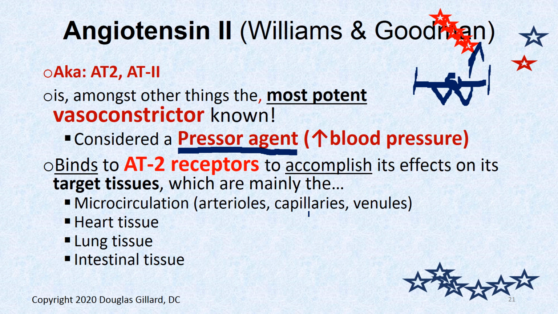They're in heart tissue, which is not a good thing. There's a lot of them in lung tissue, which is not a good thing. They're in the intestinal tissue as well. They're in the brain. They're everywhere. But these are the main ones: the heart, the lungs, the intestines, and the venules. They're not in the capillaries. I probably shouldn't have that in there. But they're in the arterioles and the venules.